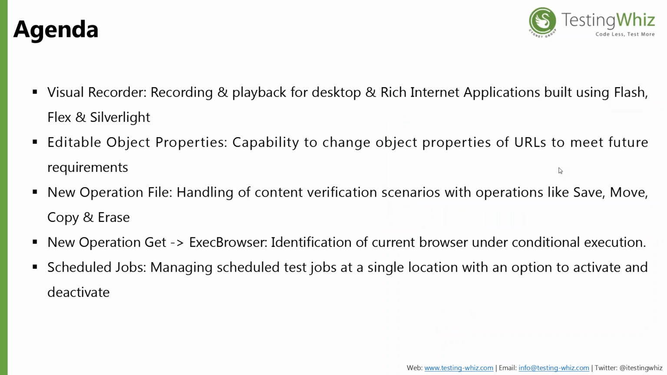Mainly, the features we are providing in 5.1 are, the first one being the visual recorder. Then we have editable object properties in the test script itself. Then file operations, wherein you can move or save particular files. We have a new test command known as execute browser name, and the last one being schedule jobs.